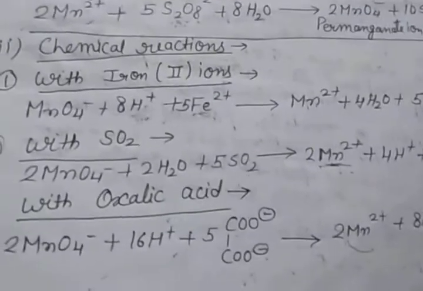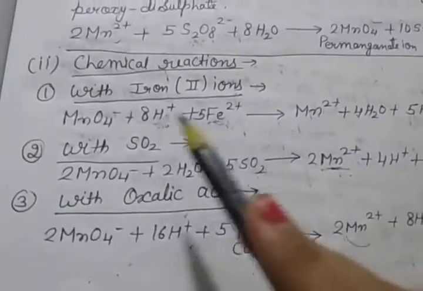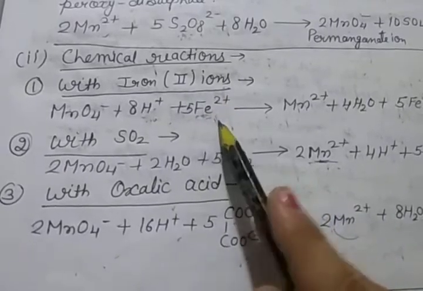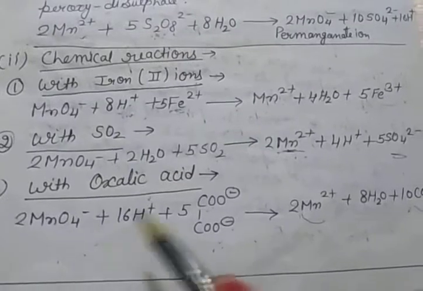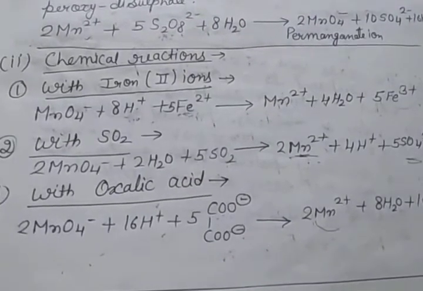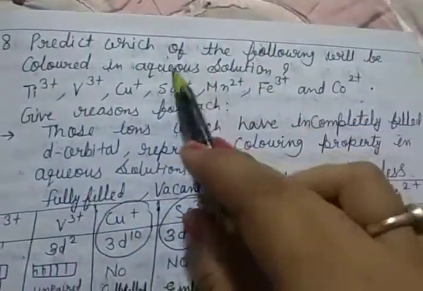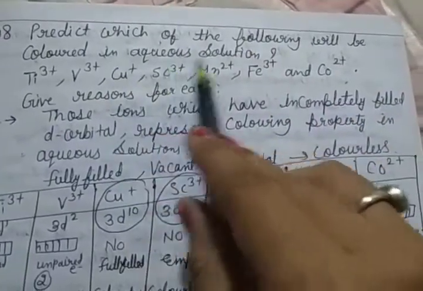Okay, so these are three chemical reactions: permanganate ion reacting with the Fe2 plus ion, permanganate ion reacting with sulfur dioxide, and permanganate ion reacting with oxalic acid. Next is: predict which of the following will be colored in aqueous solution.